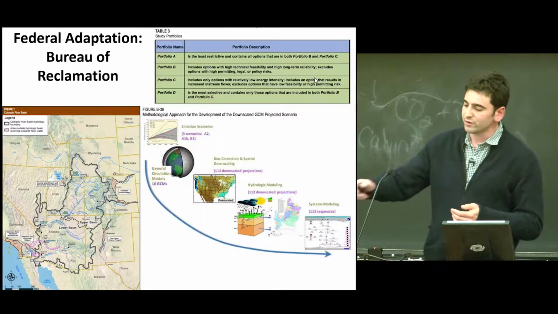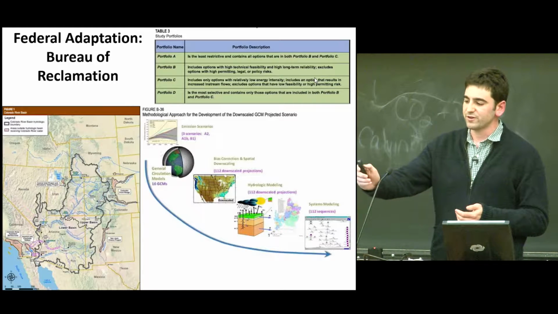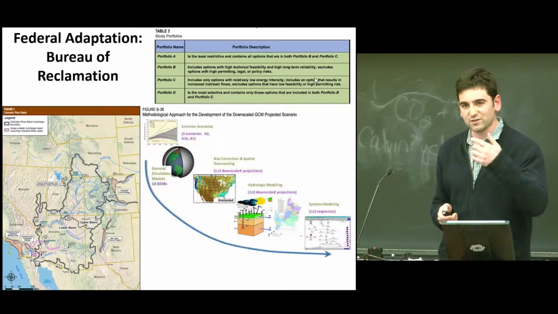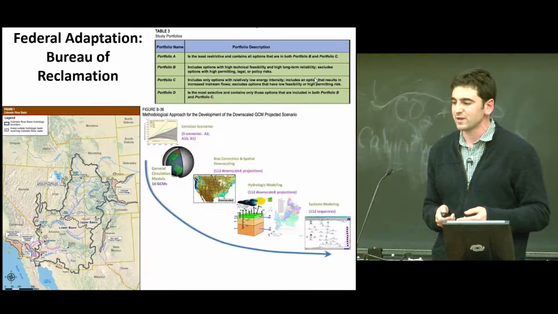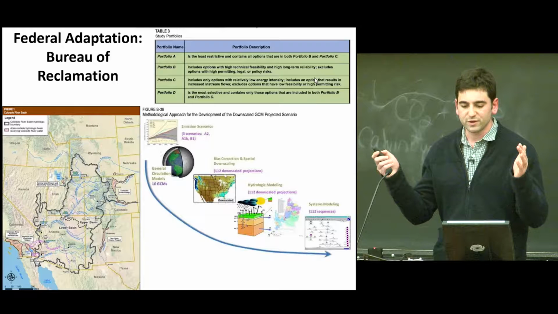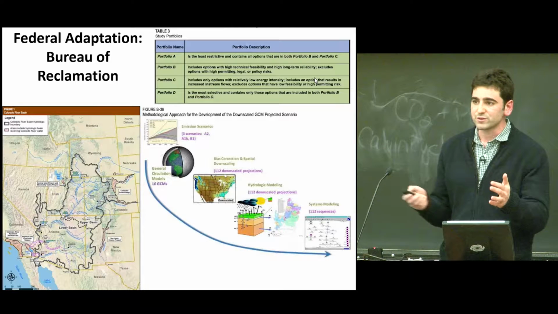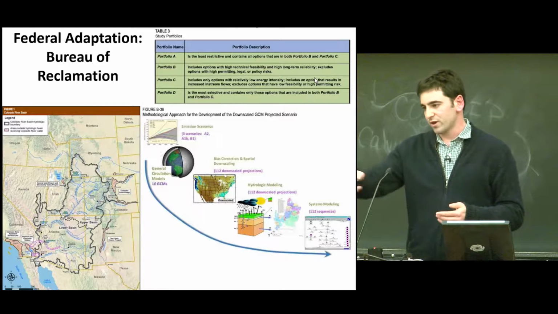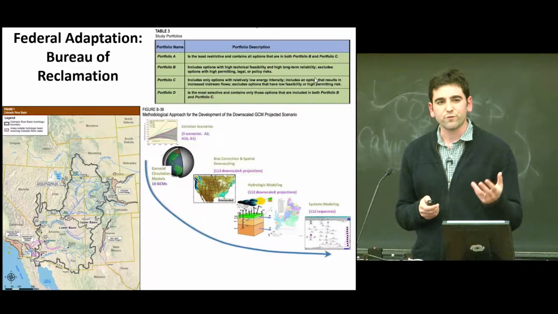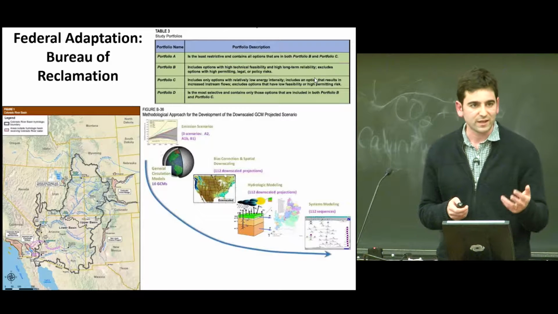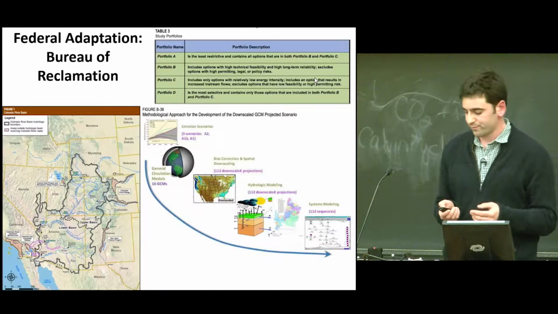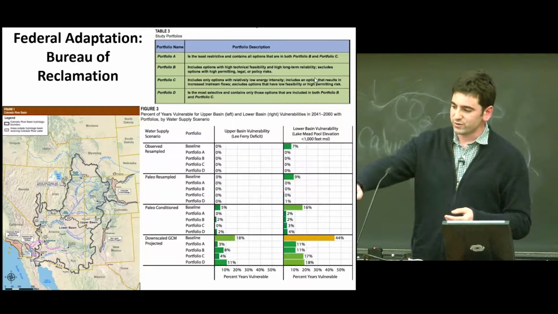So they took a scenario-led approach, starting with emission scenarios to global climate models. They downscaled hydrologic models, systems models, and they got a full set of projection data that they could test their system under. And what they wanted to do is also test different portfolios of management policies that they could implement and see how they would work. And so they did that, and this is what this graph is showing.